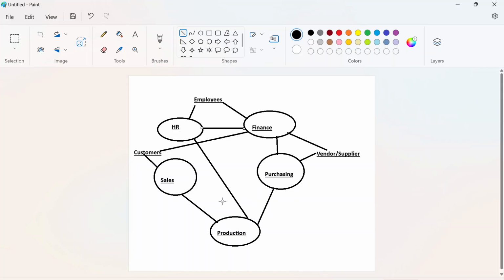If there is no proper communication, what will happen? There is a delay, right? There is a delay in delivering the product. What will happen if there is a delay?